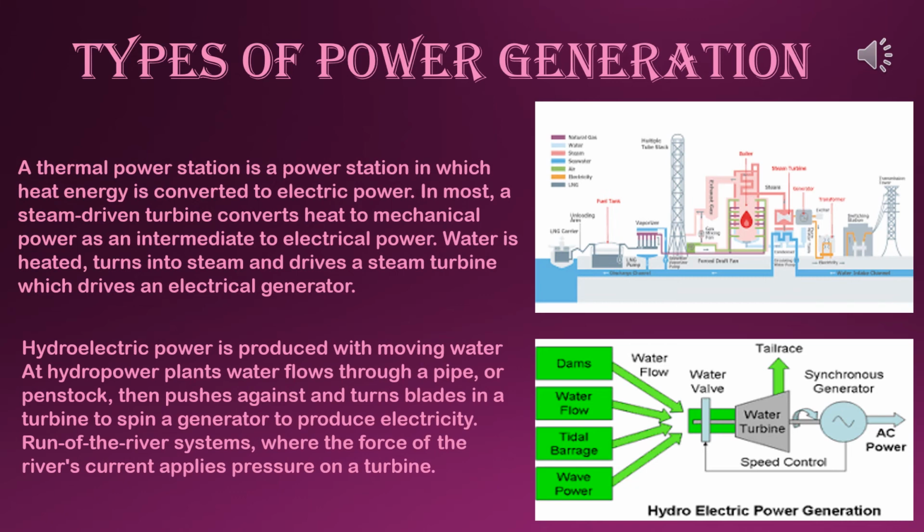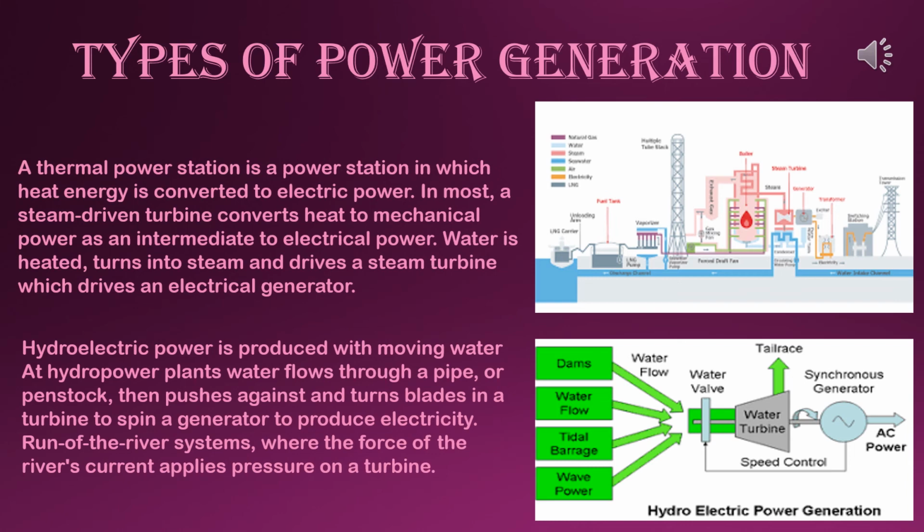In most, a steam-driven turbine converts heat to mechanical power as an intermediate to electrical power. Water is heated, turns into steam and drives a steam turbine which drives an electrical generator. See the first diagram, the total process has been shown.